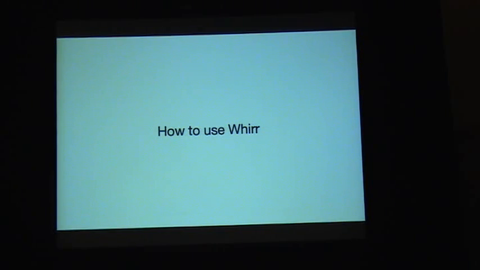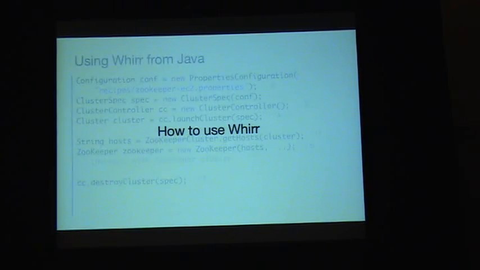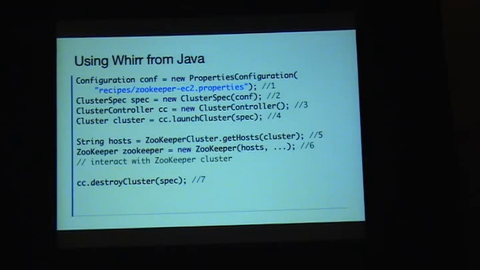Okay, so let's look a bit more at how you can use Whirr and some of the use cases for Whirr. This is the equivalent of the original slide using the CLI, but now using Java. So this is going to do the same thing, written from a Java point of view. Again, it's pretty concise. If we just go through this quickly, the first line is creating a configuration object using the Apache Commons Configuration API. It's using the same recipe file.